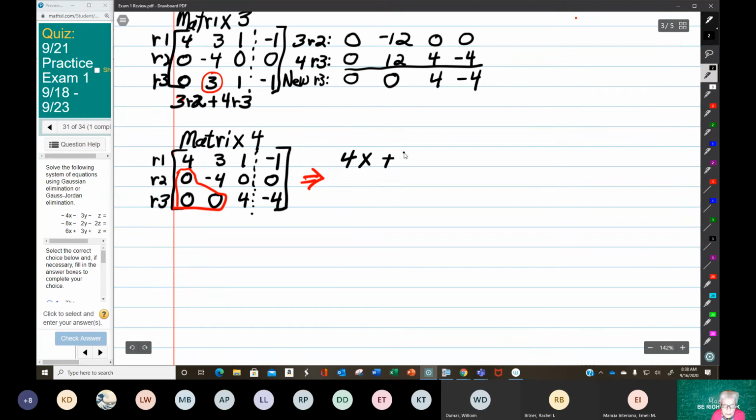4x plus 3y plus z equals -1. Negative 4y equals 0. And 4z equals -4.